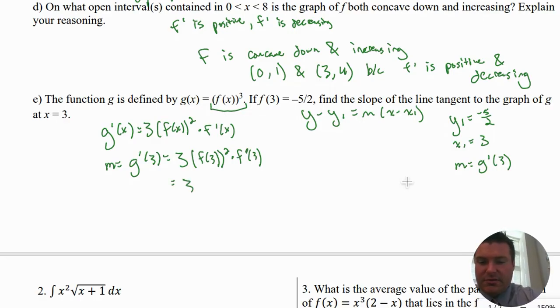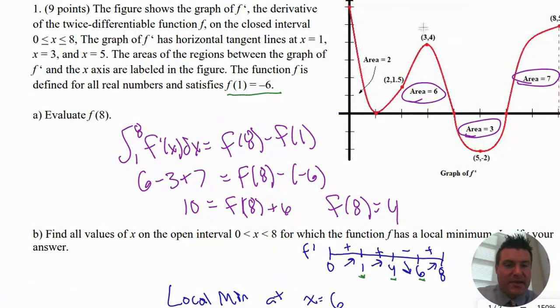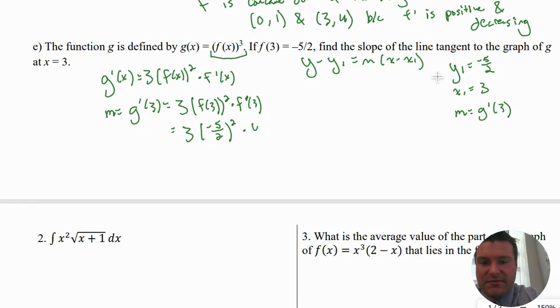It's going to give me 3 times, and I have f of 3, they said that is negative 5 halves squared, times f prime of 3. So f prime of 3 is going to give me the value of 4 right here, because again, we have the graph of f prime. So this is going to be times 4. Oh, this will end up being nice. We're going to get 3 times 25 fourths times 4. We're going to end up with a slope of 75.